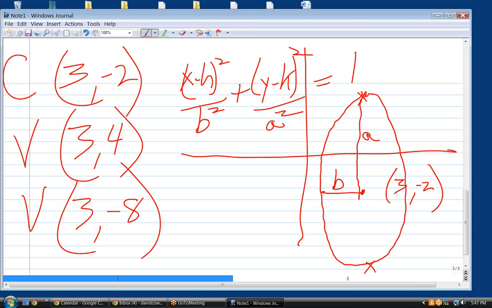Okay, so according to our major vertices, what is a? 6. Okay. So there's that. They didn't give us the minor vertices. What other information did they give us? The distance from center to focus is 8. Okay. So there's a focus and there's a focus. So they're saying this distance here is 8, and that is c.